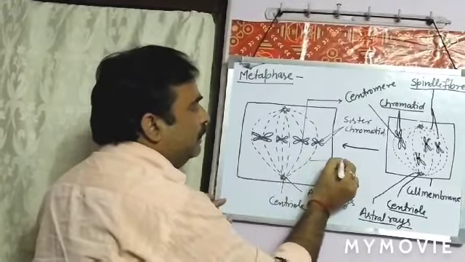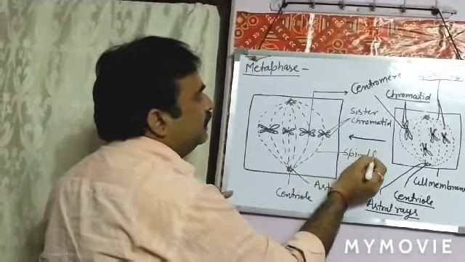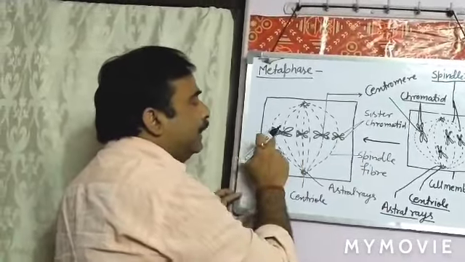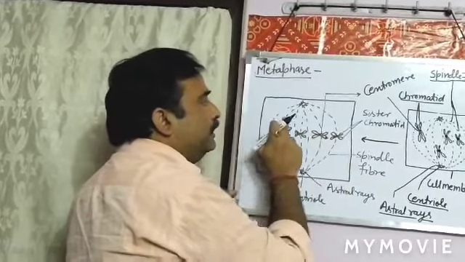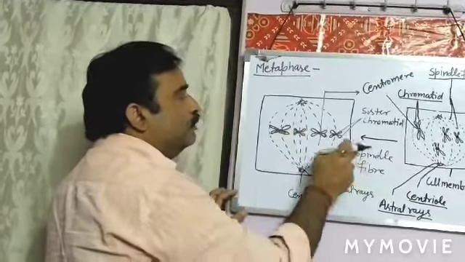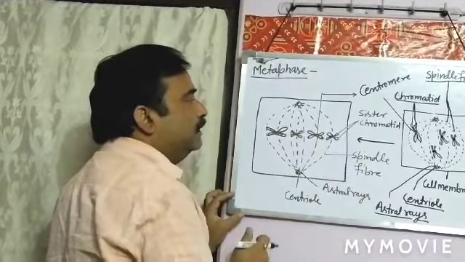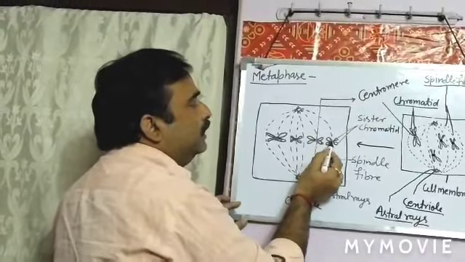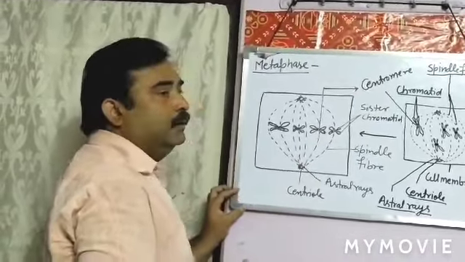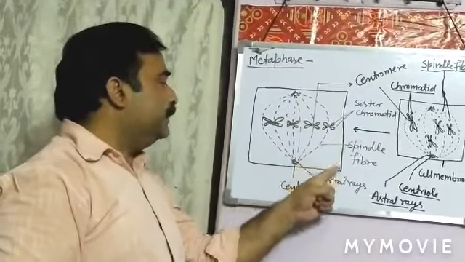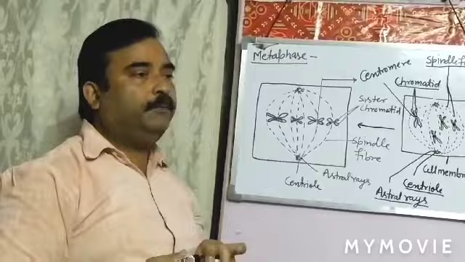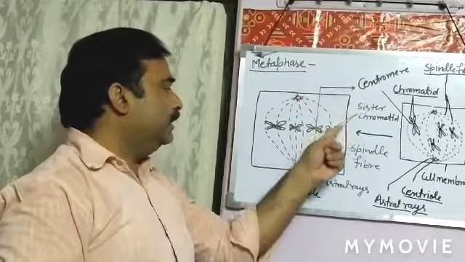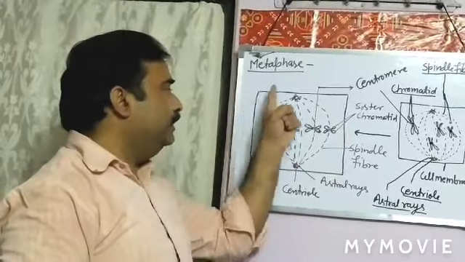The spindle fiber is present between the centrioles. So all the chromosomes are arranged at the equatorial plate, in the middle region, and the chromosomes are attached with the spindle fiber by their centromere. This is the specific condition of mitosis cell division, and in this phase we can understand by a single diagram, so I draw only a single diagram.